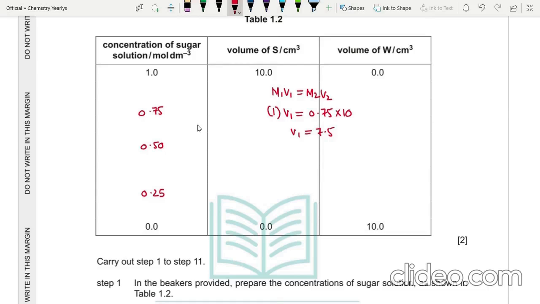Now let's do it for the 0.50 as well. V1 is equal to 0.50 into 10, so it will be 5 cm cube. And similarly, the V1 for the 0.25 will come out as 2.5 cm cube. This actually means that we are going to be taking out this volume from the S. So this will be 7.5, this will be 5.0, and this will be 2.5, and the rest we are going to be adding water to make the 10 cm cube mark. So the water would be 2.5, then 5.0, and then 7.5.